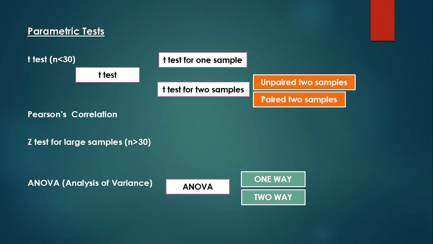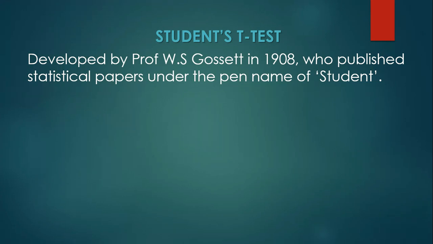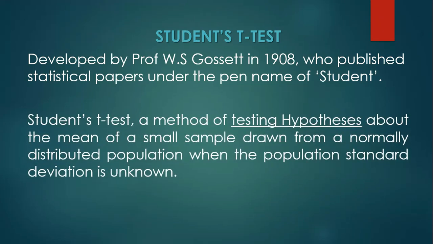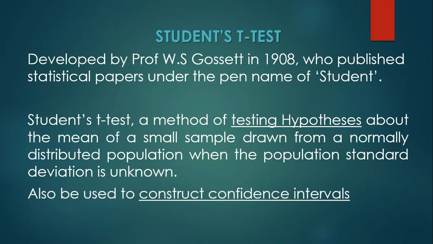First one is the t-test, also known as student's t-test. It was developed by Professor W.S. Gosset in 1908, who published a statistical paper under the pen name of Student. Thus, the test is known as student's t-test. The student's t-test is a method of testing hypotheses about the mean of a small sample drawn from a normally distributed population when the population standard deviation is unknown. The t-distribution can also be used to construct a confidence interval for the true mean of a population.